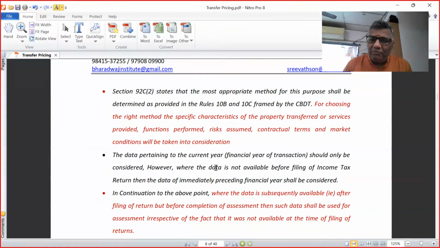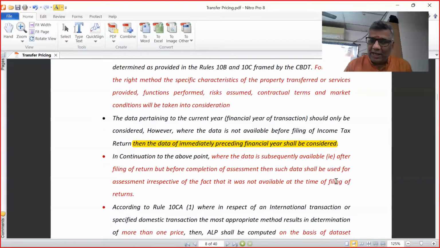The data pertaining to the current year should only be considered. However, where the data is not available before filing returns, the data of the immediate previous year can be considered. In continuation, where the data is subsequently available, that is after filing but before completion of assessment, then such data will be used for the assessment, irrespective of whether it is available at the time of filing or not. Revise return.